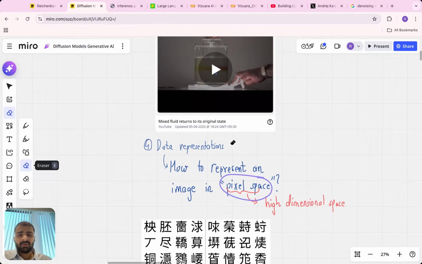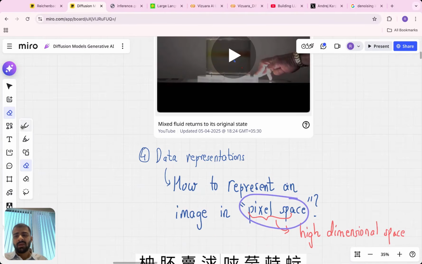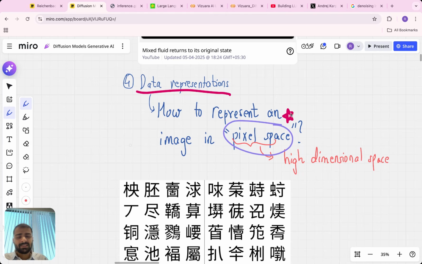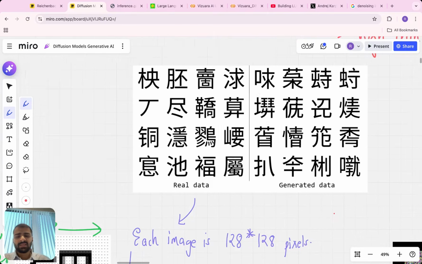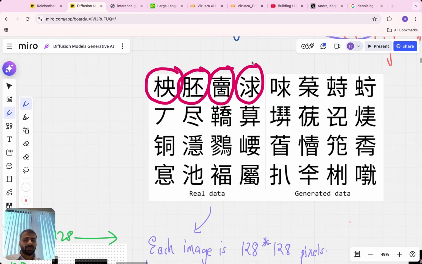To really understand how this video links to image diffusion, I believe we first need to understand a bit about how images are represented. There is something called pixel space, which you can think of as a high dimensional space. For the sake of simplicity, let's say we have Chinese symbols as images. This is the first image, this is the second image, this is the third image, this is the fourth image, etc. How do I represent these images in a high dimensional space?